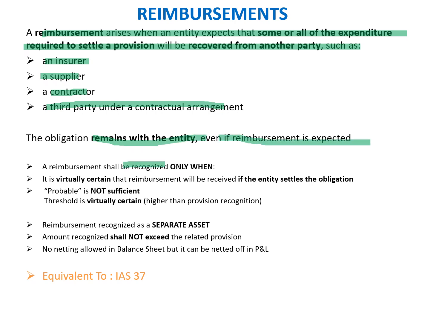So, reimbursement shall be recognized only when it is virtually certain that reimbursement will be received if the entity settles the obligation. Probable is not sufficient, which means that we cannot create a reimbursement asset in the books of account if it is not certain, or we do not have a virtually certain scenario wherein we are going to receive that amount. The threshold is virtually certain, higher than the provision recognition. So which means that rather than probable, which is like the 50% threshold which you normally apply, it has to be more than that, wherein we are virtually certain that we are going to receive that amount.